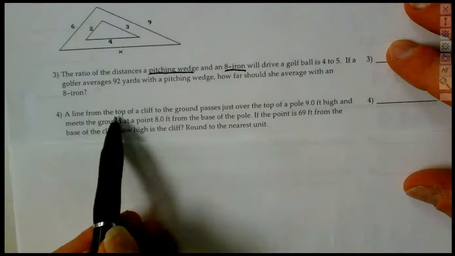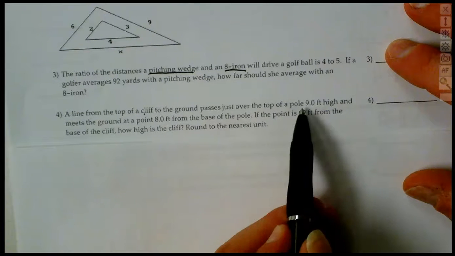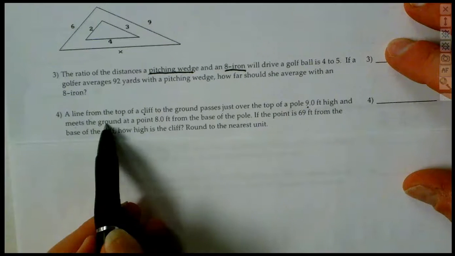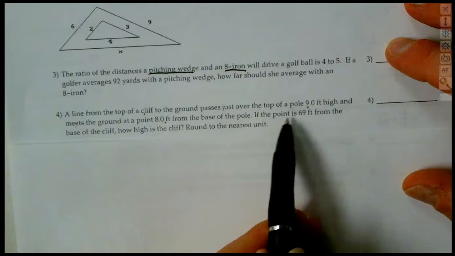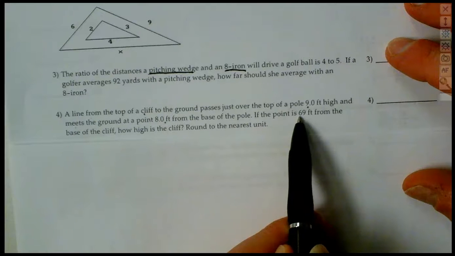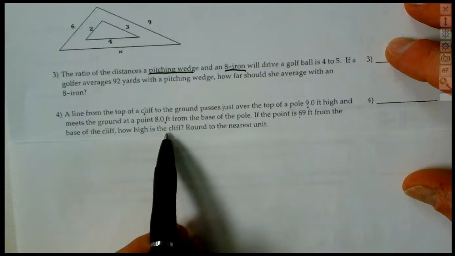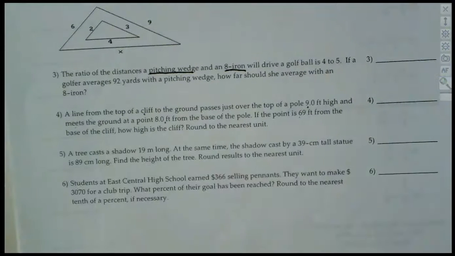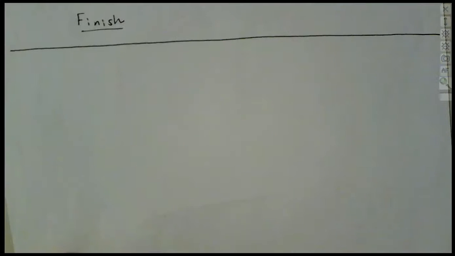A line from the top of a cliff to the ground passes just over the top of a pole 9 feet high, and it meets the ground at a point 8 feet from the base of the pole. If the point is 69 feet from the base of the cliff, how high is the cliff? And we want to round it to the nearest unit. So let's see what we've got. And we're going to try to draw a picture so we can kind of visualize what we've got.